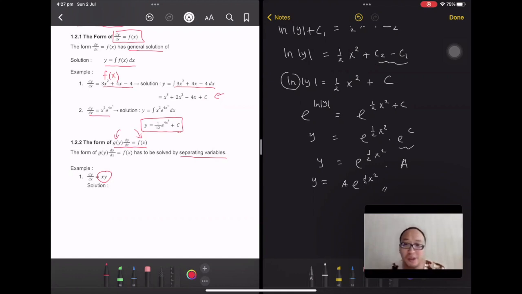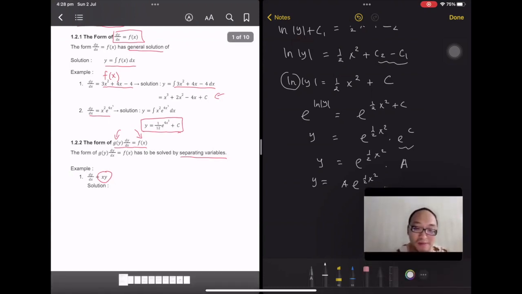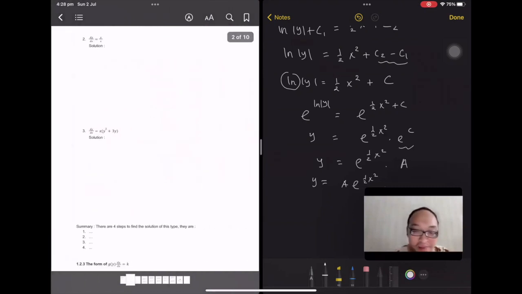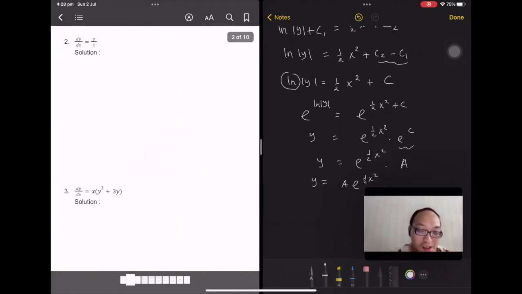Why do we call it the general solution? Because we don't know the value of a. The constant a will be found using additional information. But this is how we find the general solution. That's the first one. Let's see another example. Example number 2.